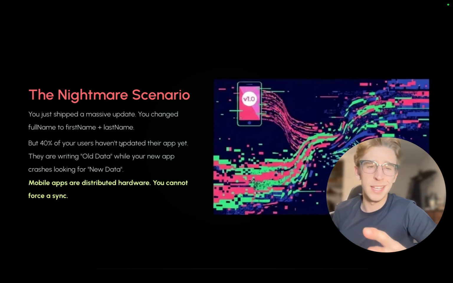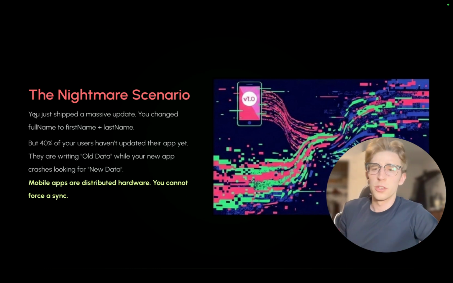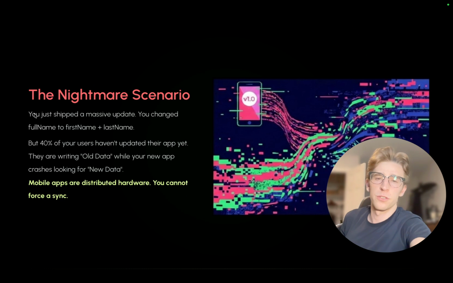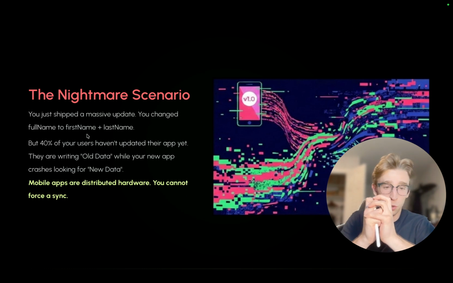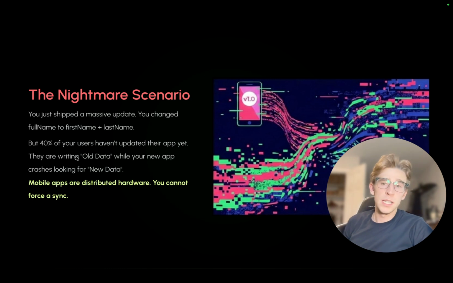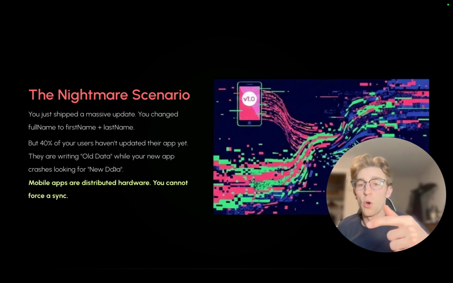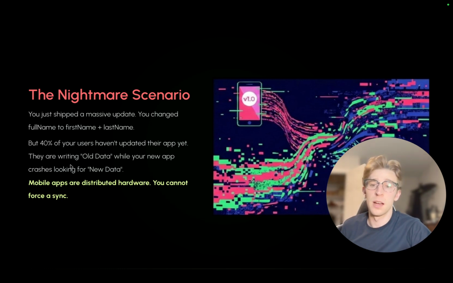So this is the nightmare scenario. You just shipped a massive update to your app and you changed a variable called full name to be a variable called first name and last name. All of a sudden you want to store somebody's name as two different variables. But the problem is 40% of your users haven't updated their app yet. They are writing old data while your new app crashes looking for the new data. Mobile apps are distributed hardware. You cannot force a sync.